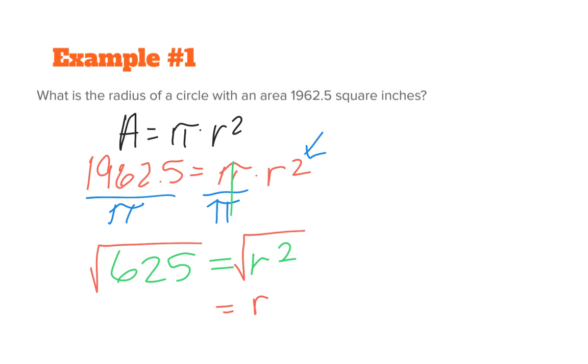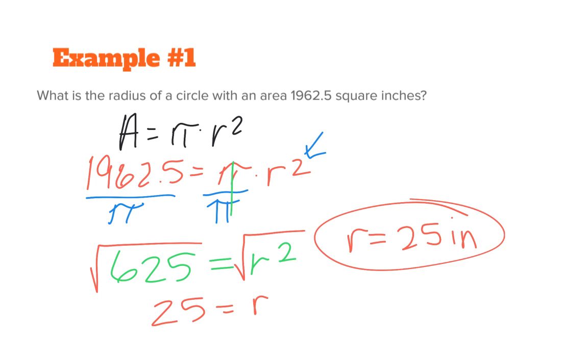The square root of 625, well, just think about that for a moment. What times itself equals 625? If you're not sure, you can use the calculator and take the square root of 625. When you do that, you should get 25. So the radius of that circle, the radius is going to be 25, and then we're talking about radius. So the label for that is going to be inches. So my answer is 25 inches.